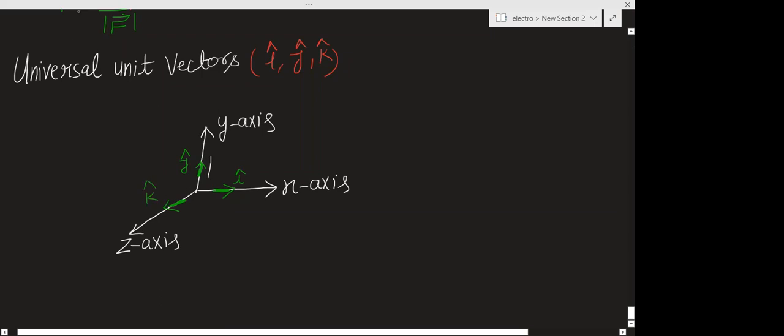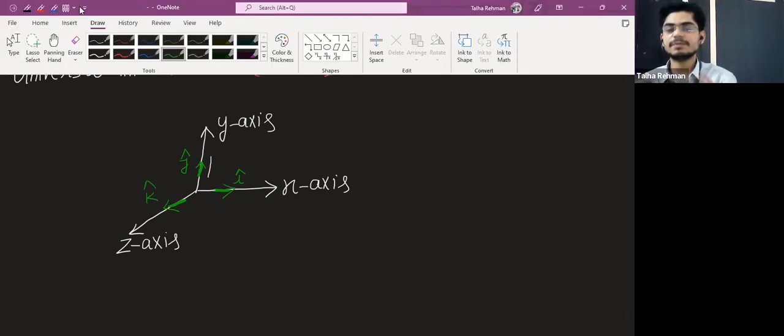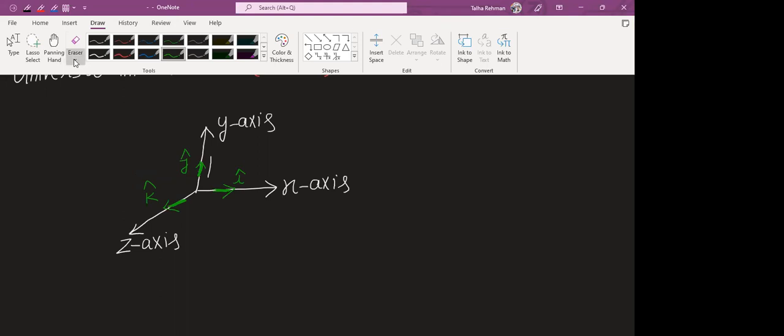Actually, these are mathematical representations someone has given and we are studying them, like Newton has given his laws and we are studying them now.